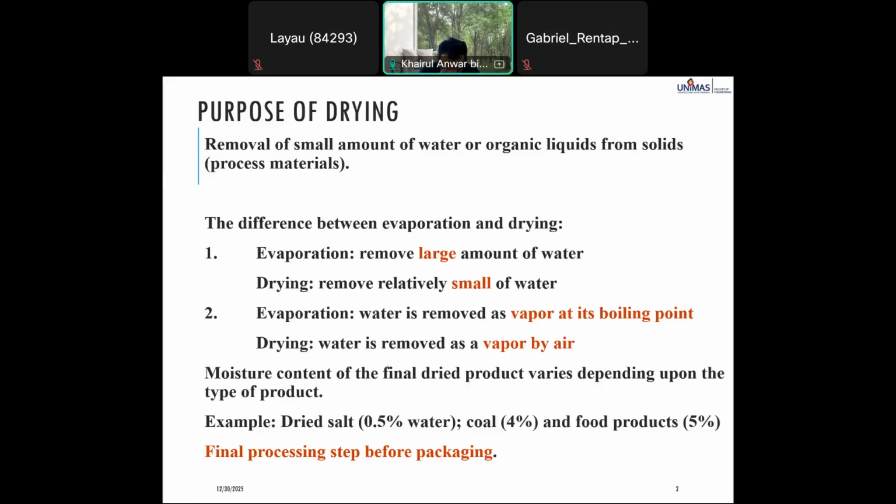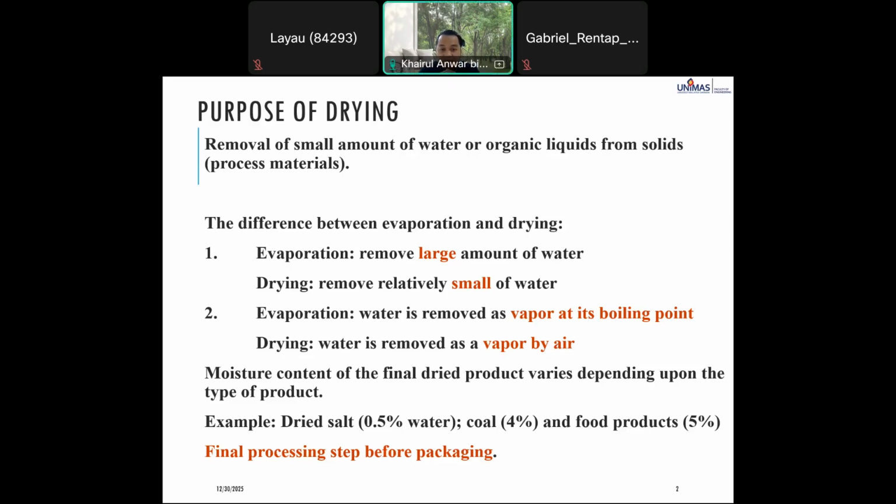Like its name, drying is the removal of a small amount of water or organic liquid from a solid. The difference with evaporation is that evaporation removes a large amount of water, and in evaporation water is removed as vapor at its boiling point. In drying, the water is removed as a vapor by air.